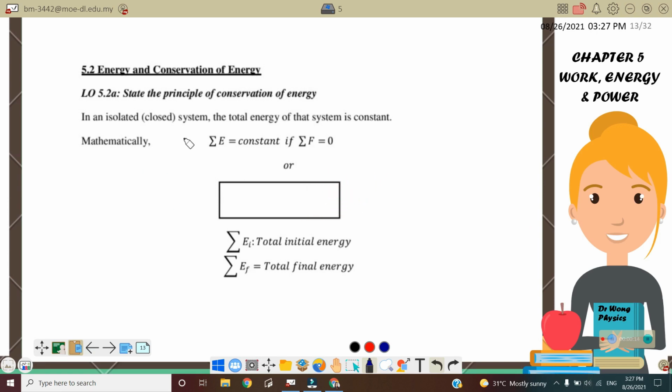Let's start. In an isolated system or a closed system, the total energy of the system is constant. So we can write it as the total initial energy equals the total final energy. If this is an isolated system, when the net force equals zero, the energy in the system is constant, meaning that the initial energy will equal the final total energy.